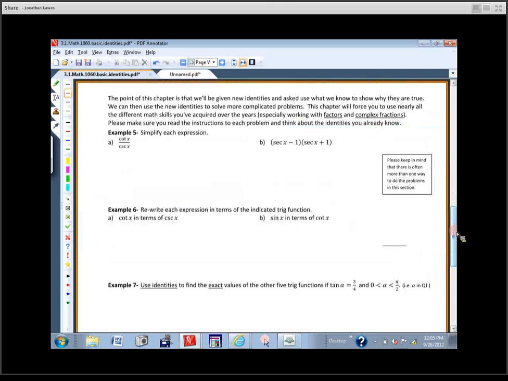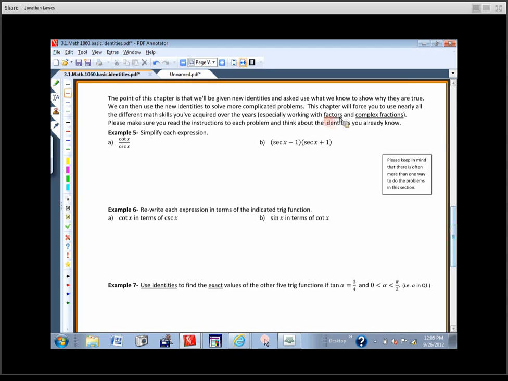So the point of this chapter, a lot of what we're going to be doing is taking the identities that we already know, producing new identities, or verifying that they're going to show us something and we're going to show, gosh, you know what, that's actually true. And we're going to use a lot of the algebra that we already know, a lot of work with fractions, properties of fractions, and a lot of the basic identities.